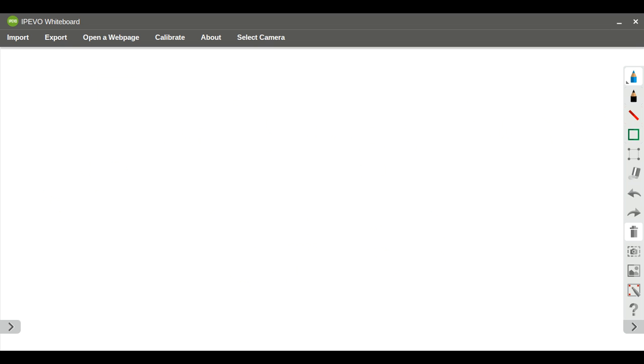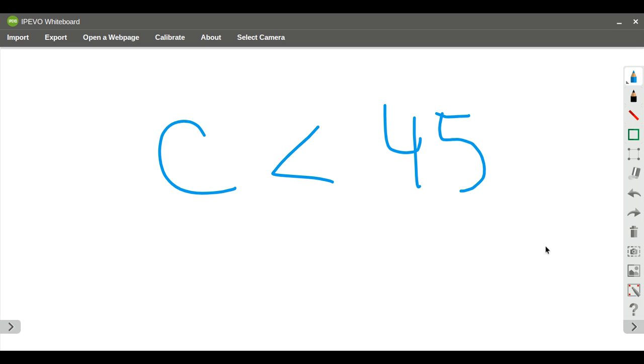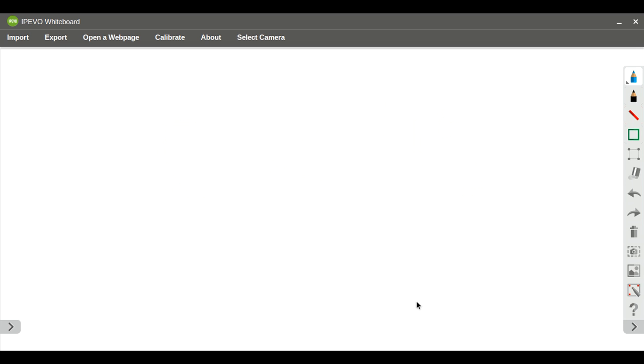The cost C is less than $45. So C is my variable, 45. The cost C is less than 45. It tells me the inequality symbol that I'm going to use. Okay, so I hope this makes sense on how to write an inequality.